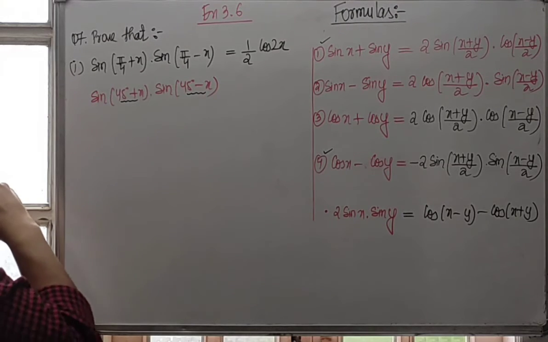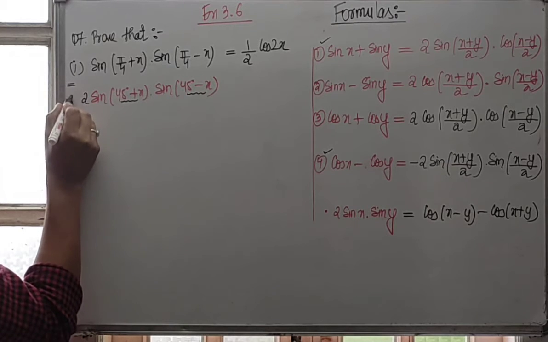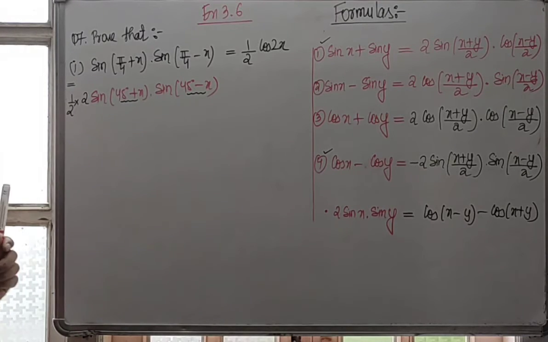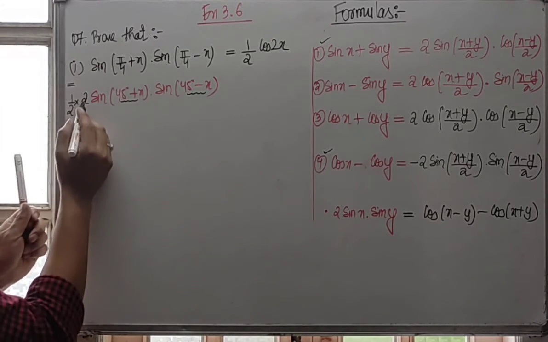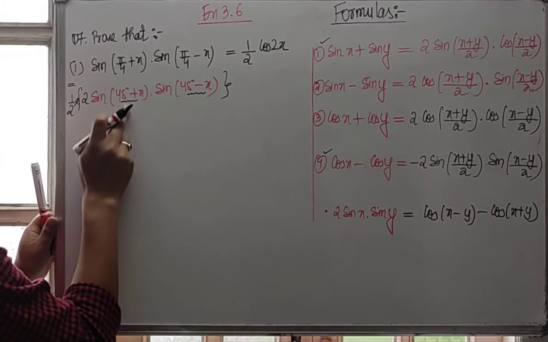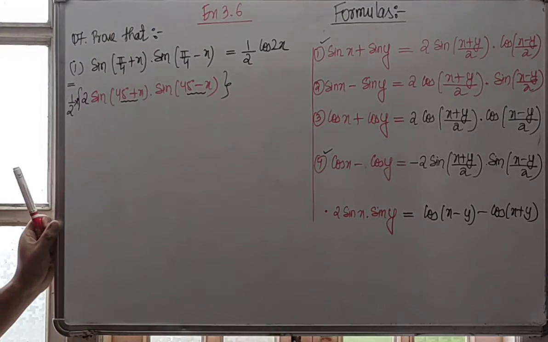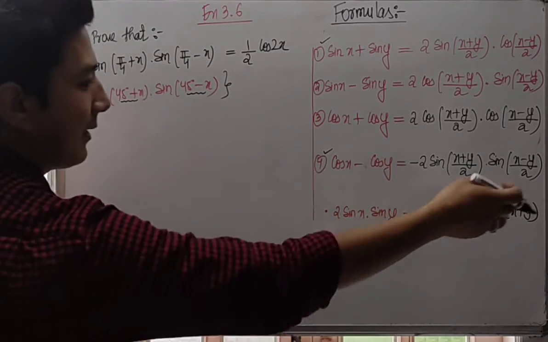I'll multiply with 2, and I'll divide by 2 also in this way. This is possible. This and this get cancelled out. I again get back this. But on multiplication, what I get in the formula is 2 sin x sin y, which is equal to this. Am I clear? 2 sin x sin y, which is equal to this.